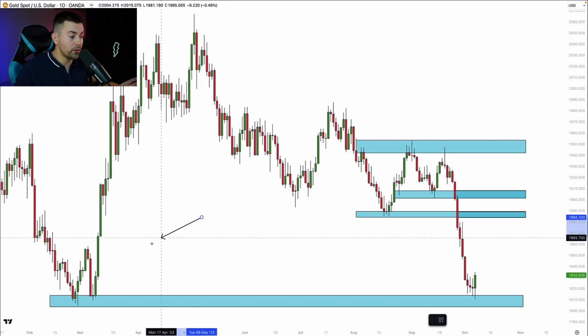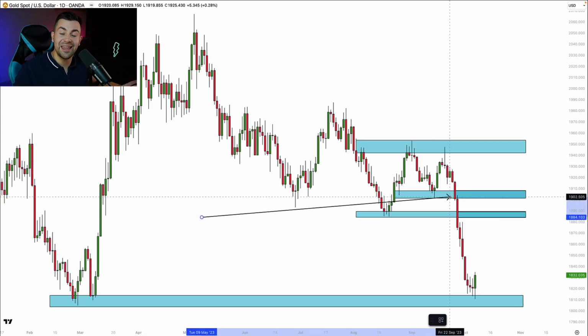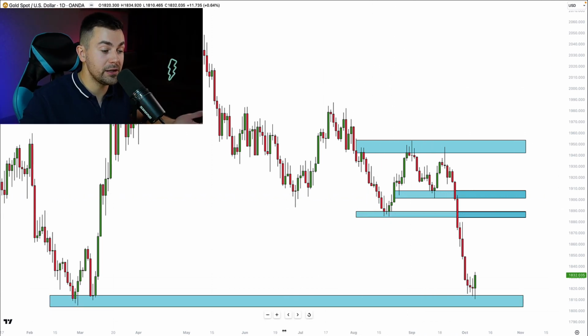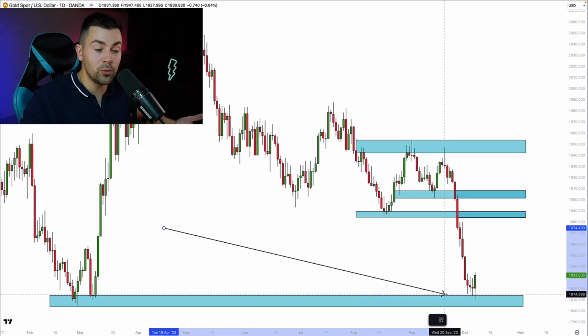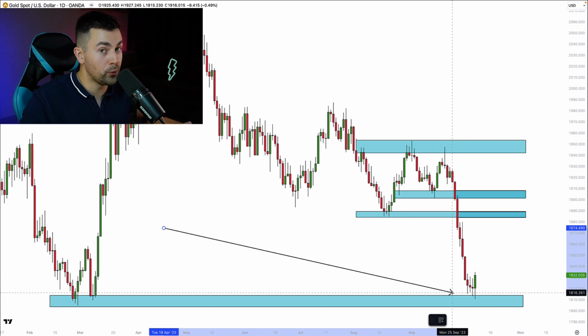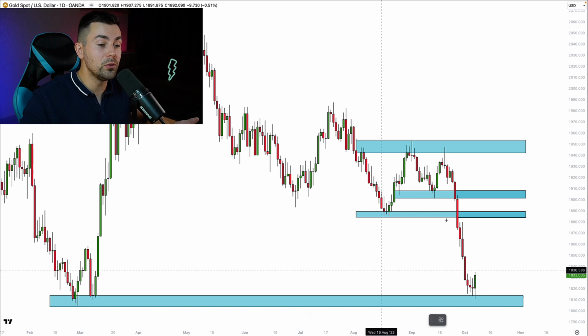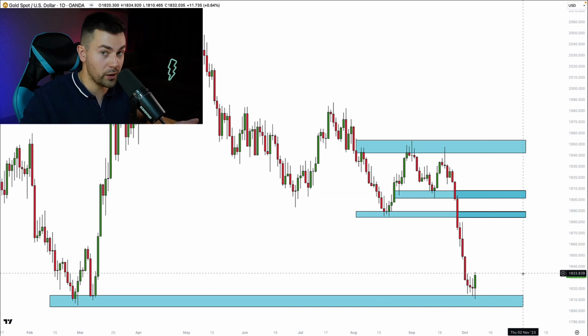So here we spotted 1 key support and 3 resistances. And because gold is trading in a bearish trend, from that support we can look for a pullback trade, while from these resistances we will look for the trend following movements.